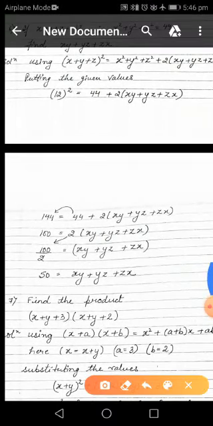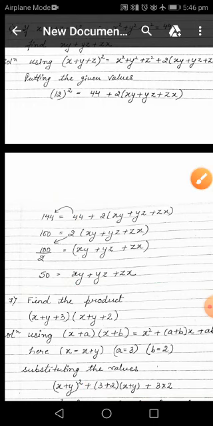So now on shifting 44 to the left hand side, we get 100 is equal to twice of (xy plus yz plus zx). The 2 over here was multiplied, so we will shift it to the other side, that is, it will be in division. So you get 100 upon 2, that is 50, is equal to xy plus yz plus zx. That gives you the required answer.